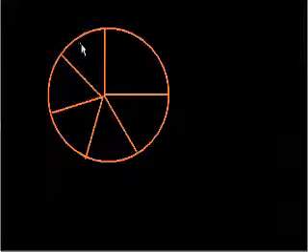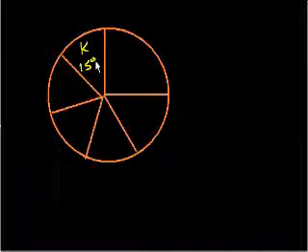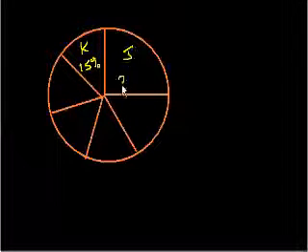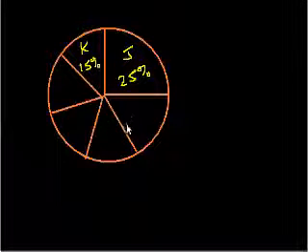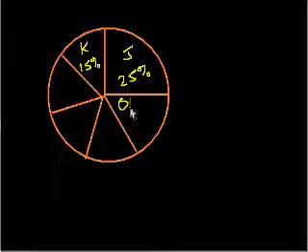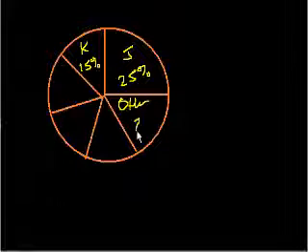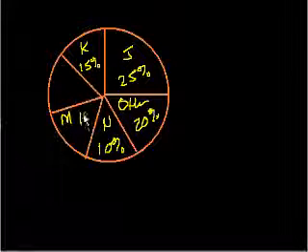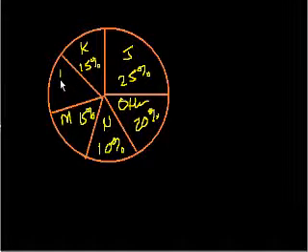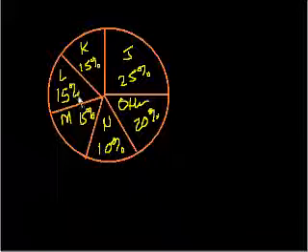So this is K, it's 15%. J is 25%. Let's just call that other as O. Other is 20%. N is 10%. M is 15%. And L is 15%. And these are sales of jeans in 2001, and the letters are the brands.